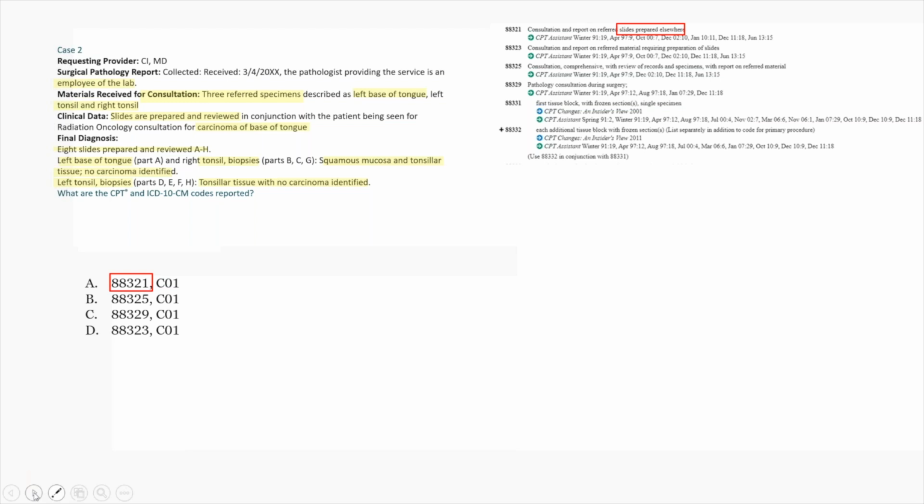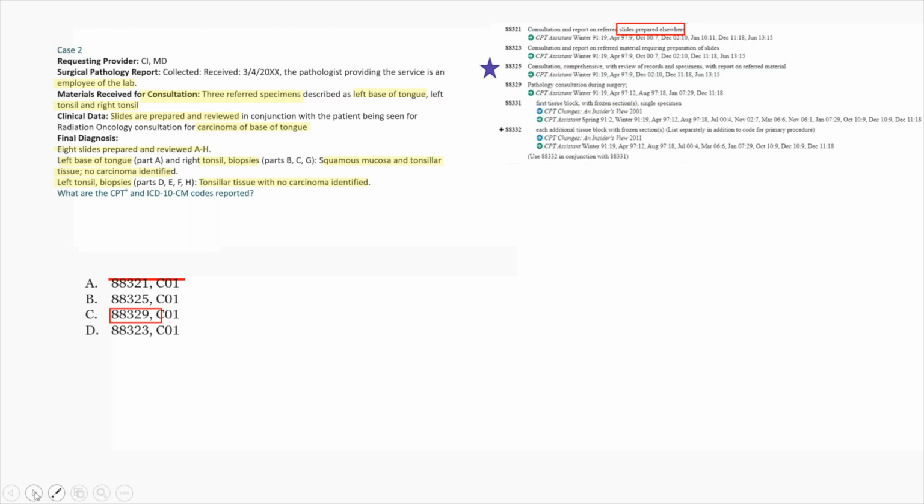It is coding for consultation and report on referred slides prepared elsewhere. As its term says, it is for slides that are prepared elsewhere. But we have slides which are prepared here itself in our laboratory. The slides are not prepared outside. So that eliminates option A. It goes away.